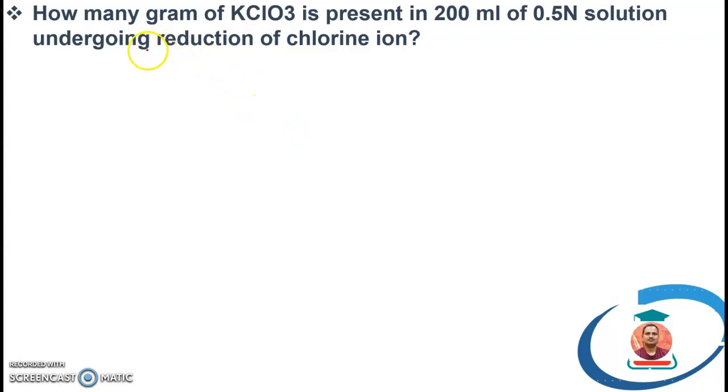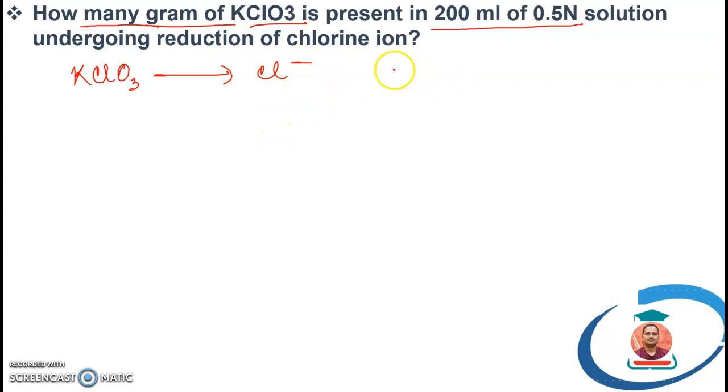Here I have given one numerical. What we have to find out is how many grams of potassium chlorate are present in 200 ml of 0.5 normal solution undergoing reduction to chloride ion. So what is happening here? Here potassium chlorate, KClO3, is getting reduced to Cl minus ion.